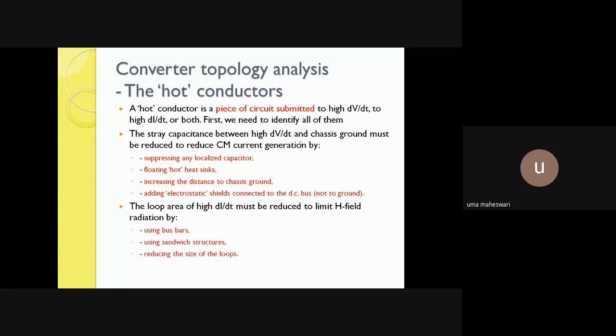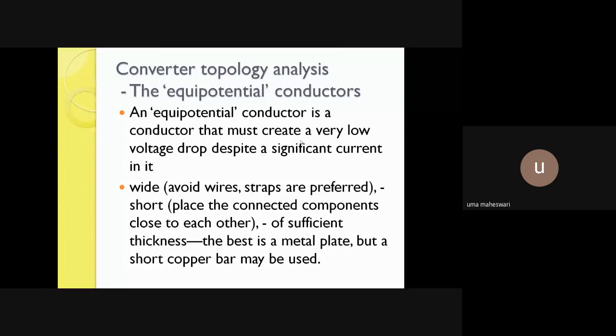First, application of hot conductor. A hot conductor is a piece of circuit subjected to high voltage, high dV/dt or high di/dt components. Our aim is to reduce the dV/dt and di/dt components. For that, application of hot conductor suppresses the localized capacitance, floating heat sinks, increased distance to chassis ground, adding electrostatic shields connected to the DC bus, using bus bars and sandwich structures. Reducing the size of the loops must improve the quality. Equipotential here means the impedance matching criteria, so definitely this will give the proper result.